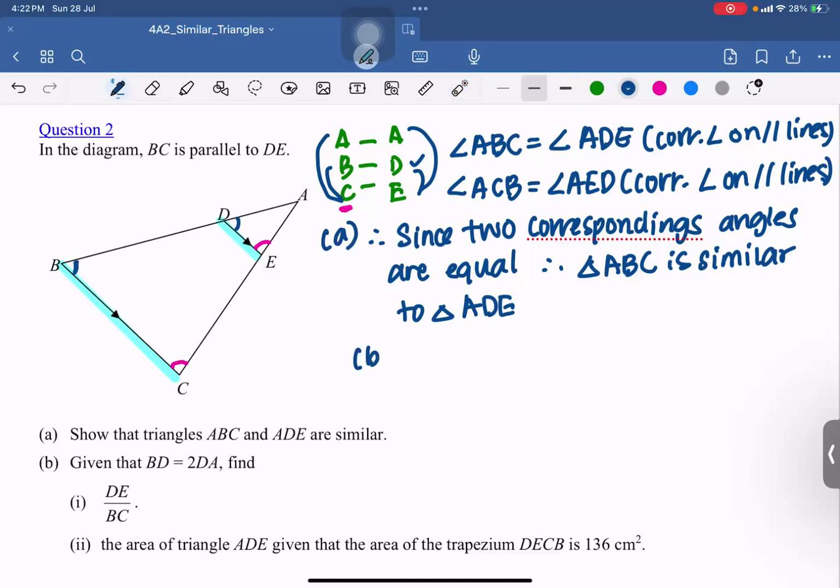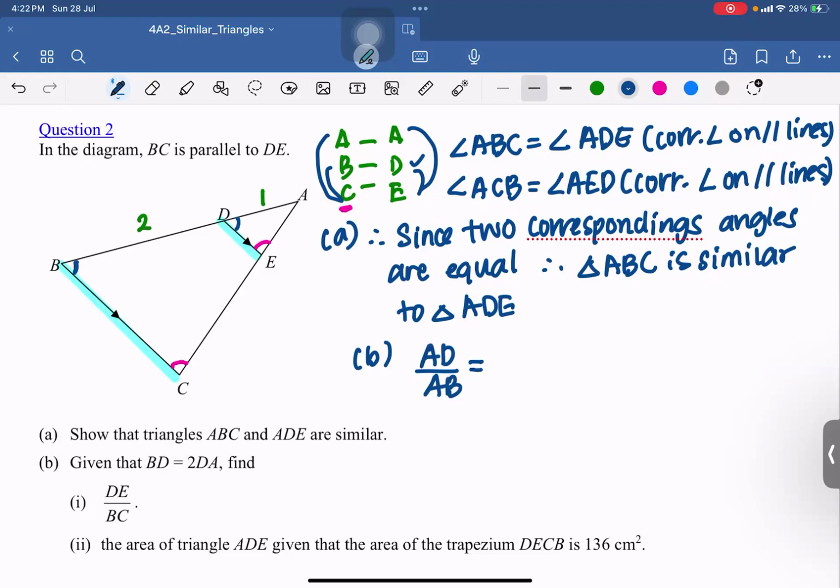Part B itself, given that BD equals 2 times DA, what does this actually mean? BD is 2 units over here, DA will be 1 unit. So BD is twice of DA. From here, we can also see a pair of ratios. From the similar triangles, we can have the ratio of the small triangle over the big triangle. I should begin with the small ones. So the first one will be AD over AB.